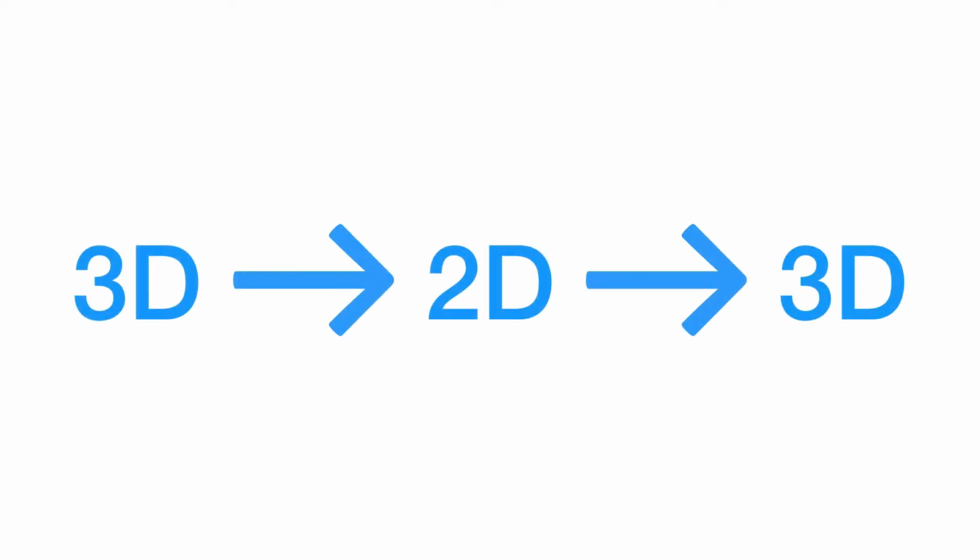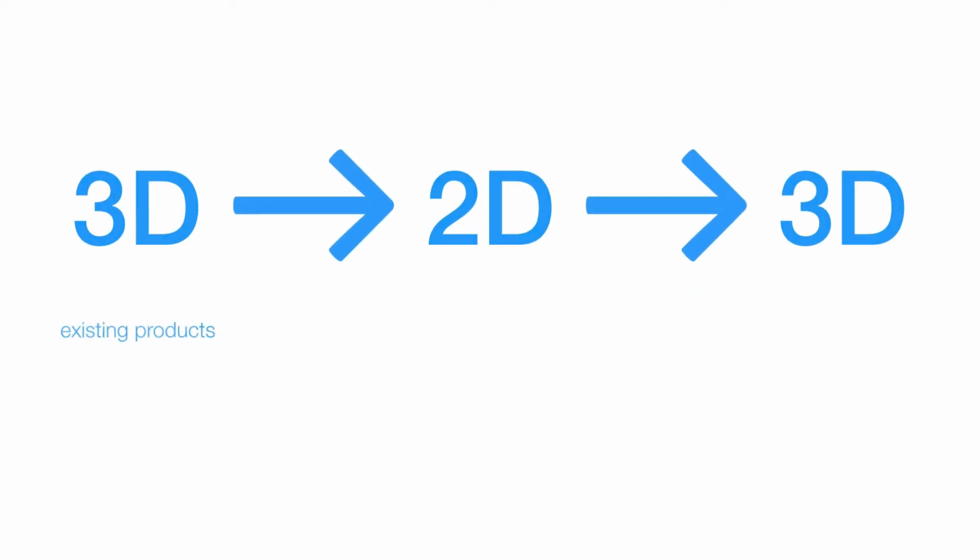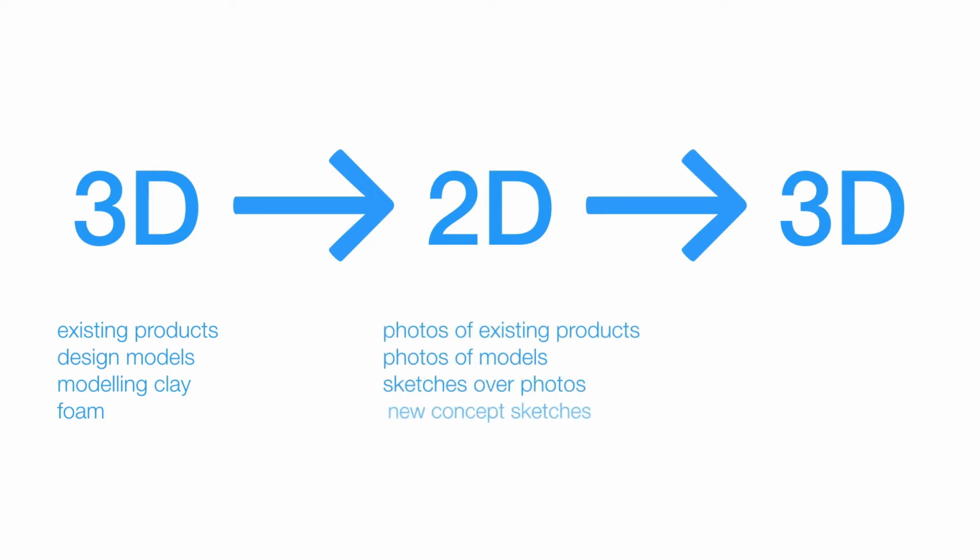So this is what we're going to do. We're going to be looking at three-dimensional shapes, analyzing them in two-dimensional forms by taking photographs or sketching them, and coming up with new ideas to make new three-dimensional shapes. So we're going to be using existing products and design models that we make using modeling clay or foam. We're going to be photographing existing products or photographing the models that we make. We're going to be printing those photos out and putting them in our design development record books, and then we're going to sketch over those and then sketch some new designs. And this in turn will help us generate new models out of modeling clay or foam.